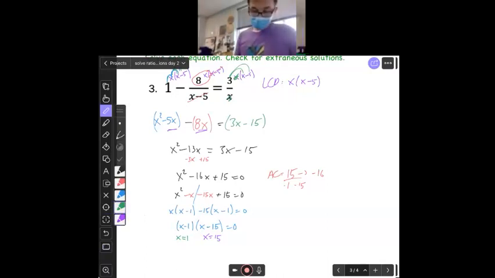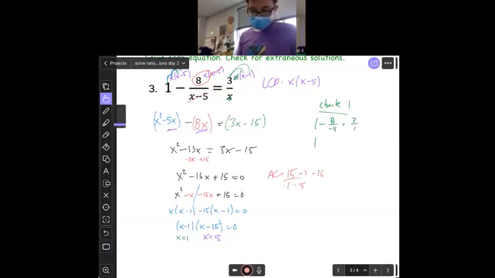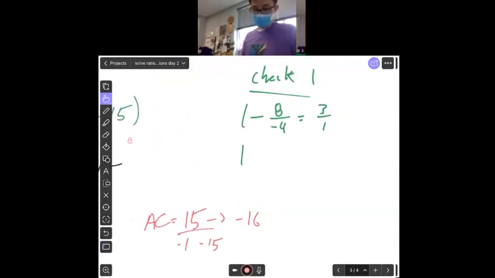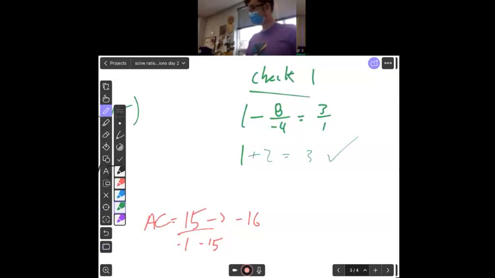And check 1. So 1 minus 8, 1 minus 5 is negative 4, and 3 over 1. So something you guys need to see here, so you have a negative and a minus and a negative. That's going to make a plus, right? Minus negative is a plus. 8 divided by 4 is 2. So that's plus 2, which of course is 3. So 1 works. Okay, so just watch out for that. Double negative there.